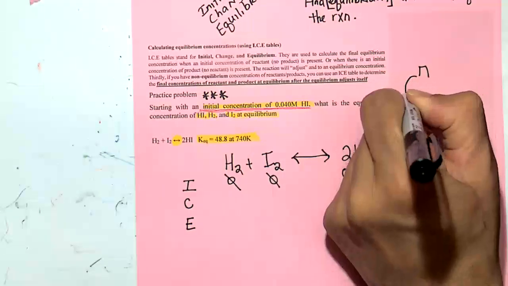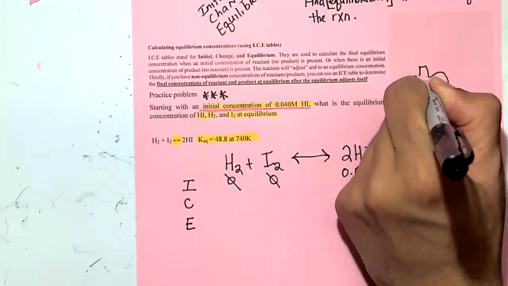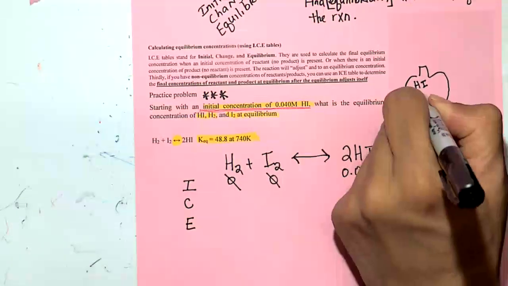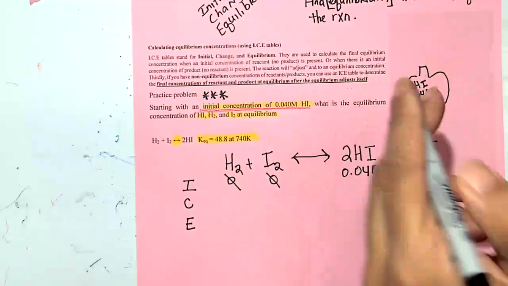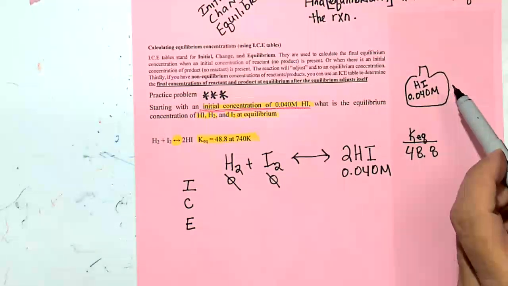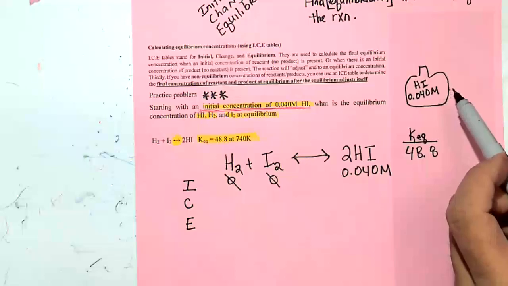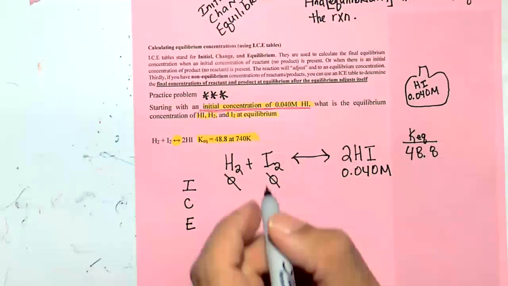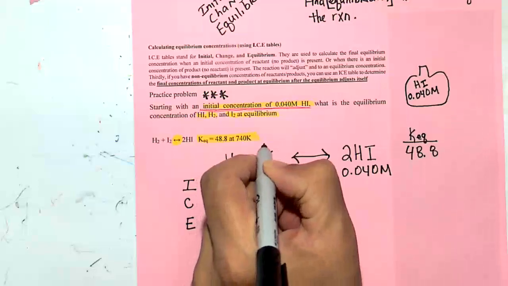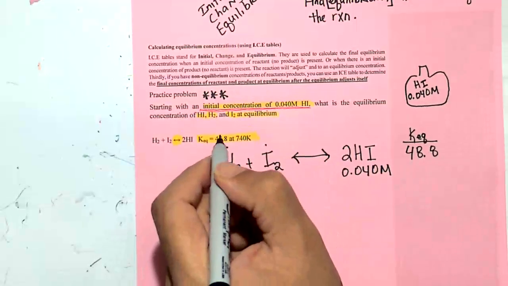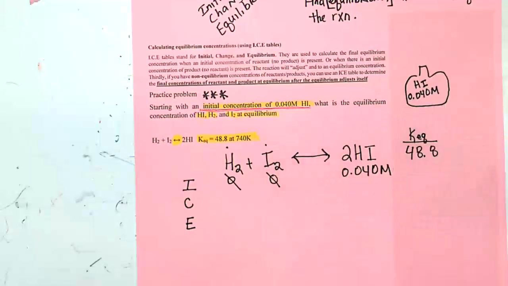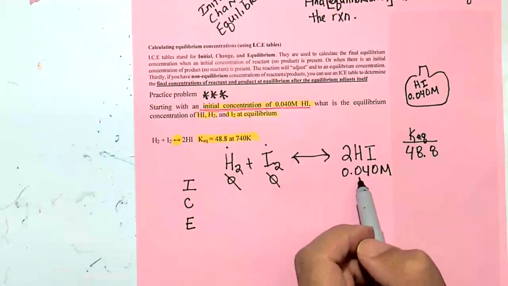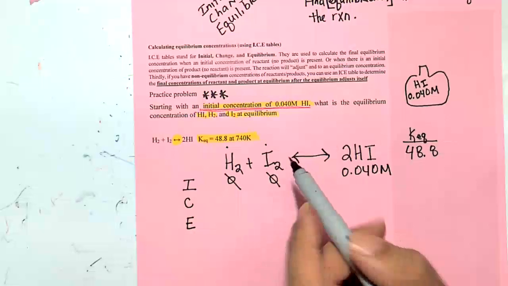So let's say we have a bottle of HI. Imagine, close your eyes and imagine you have a bottle of HI, 0.040 molar. That bottle of hydrogen iodide is not just hydrogen iodide. What else is in that bottle? Because it's an equilibrium, you'll have some I2 and some H2 besides the HI. The reaction is in equilibrium, so you'll have reactants and products. Initially you have this, and it does not go to 100% because it's in equilibrium.